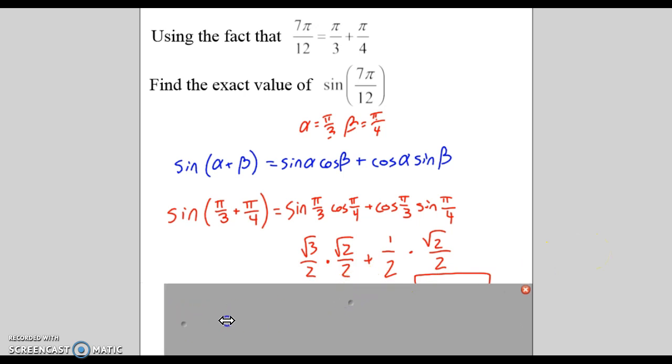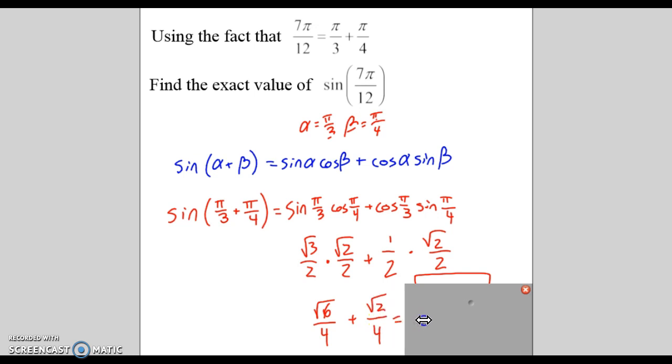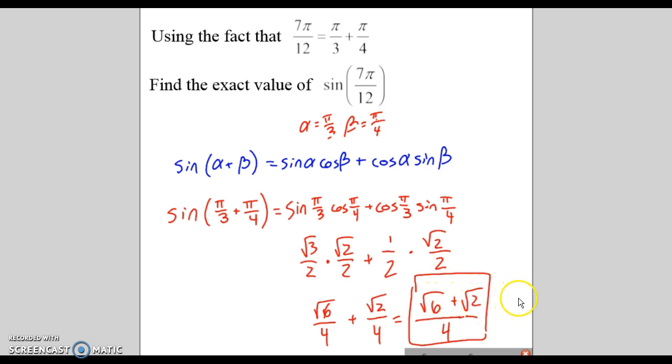And you'll notice that when I multiply those together, I get the square root of 6 over 4 plus the square root of 2 over 4. And again, we can add those because they have common denominators. And I get the square root of 6 plus the square root of 2 over 4. And no, that cannot be simplified. You cannot add different square roots. That's it.